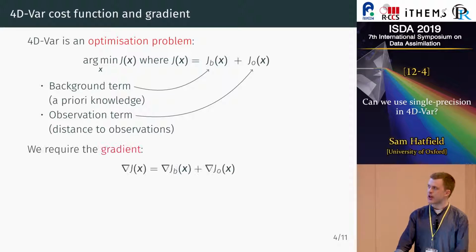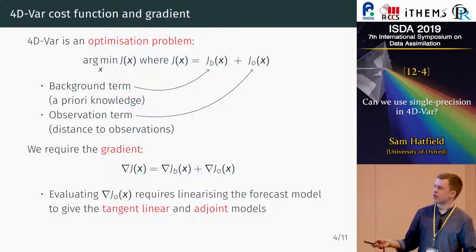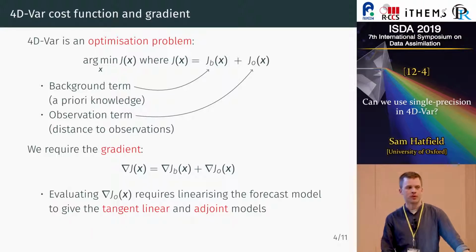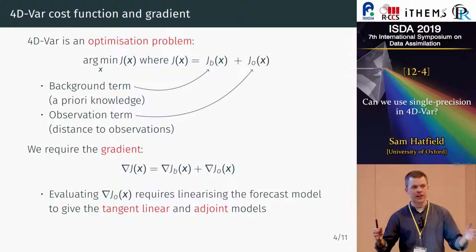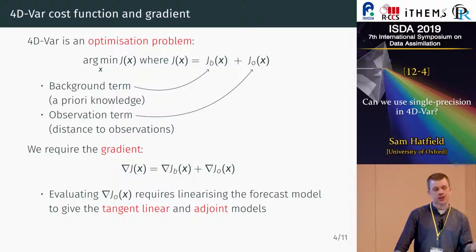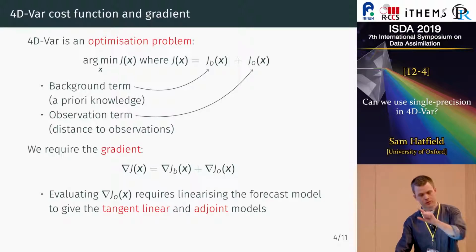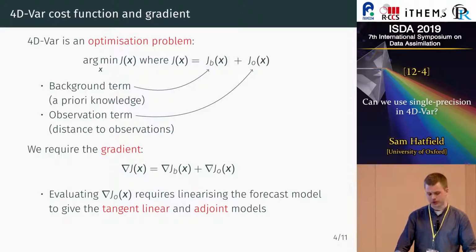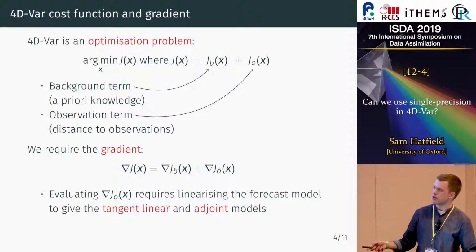Now, we typically use a gradient-based algorithm to minimize the cost function. Now, the gradient of the background term is trivial, but the gradient of the observation term is very much not trivial because it requires linearizing the nonlinear forecasting model to give the tangent linear and the adjoint models. We require the tangent linear model to compute the innovations across the assimilation window, and we require the adjoint model to compute the gradient of later terms with respect to earlier terms in the cost function, so the gradient of the cost function.